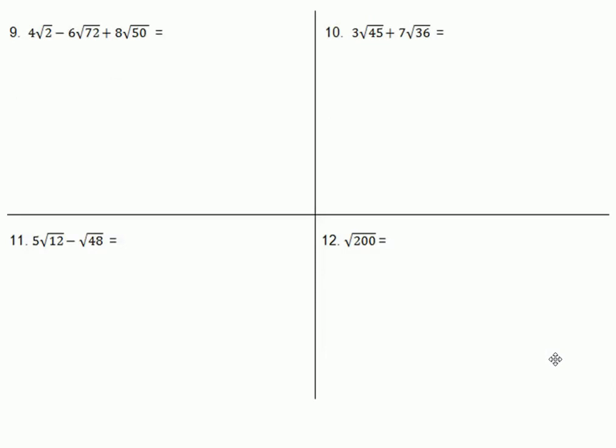In number 9, we're subtracting and adding. Whether we're adding or subtracting radicals, we have to simplify the radicals or square roots first, and then combine like terms. The square root of 2 cannot be simplified, so I'm just going to drop this down and deal with it later. But the square root of 72 can be simplified. It's not a perfect square, so I'll need to do my factor ladder.